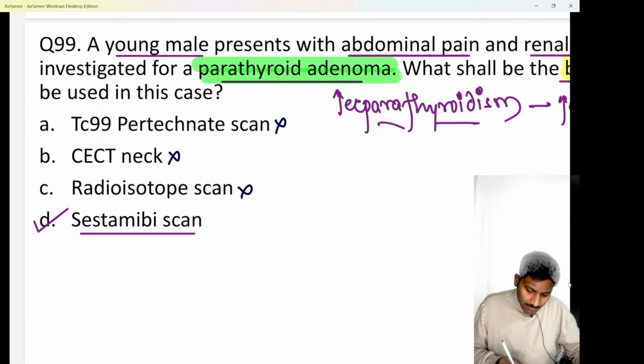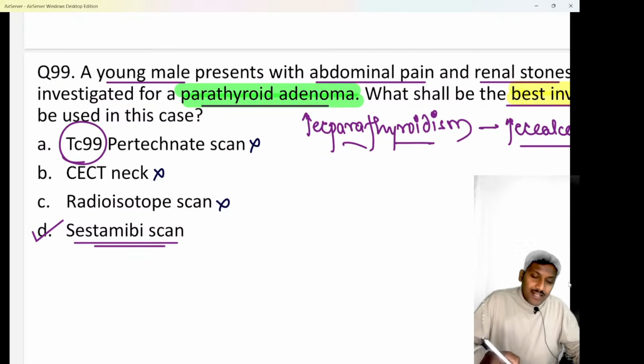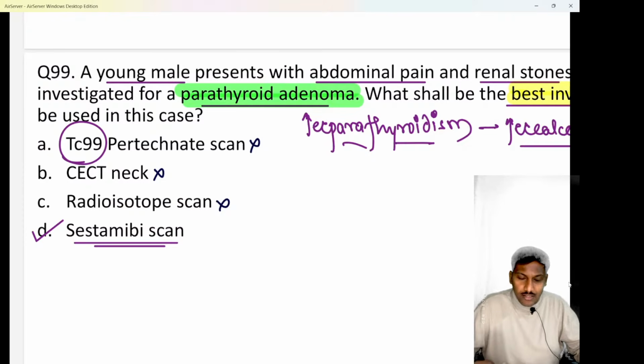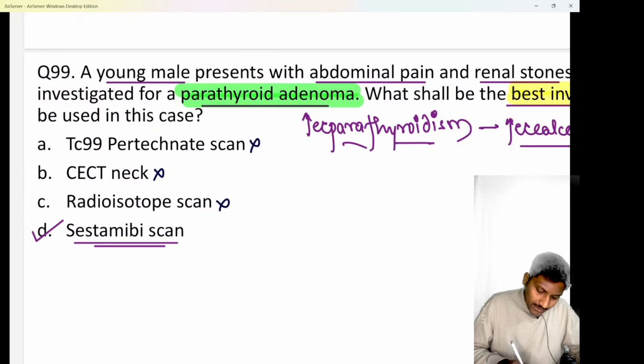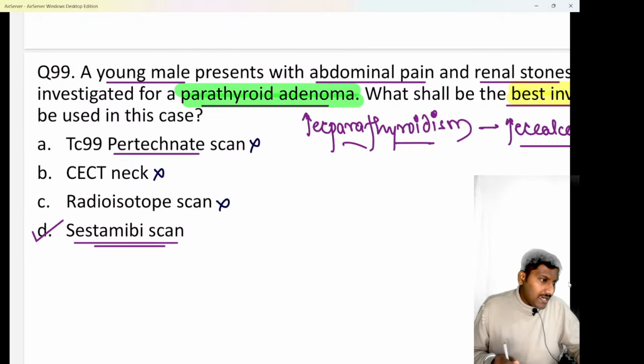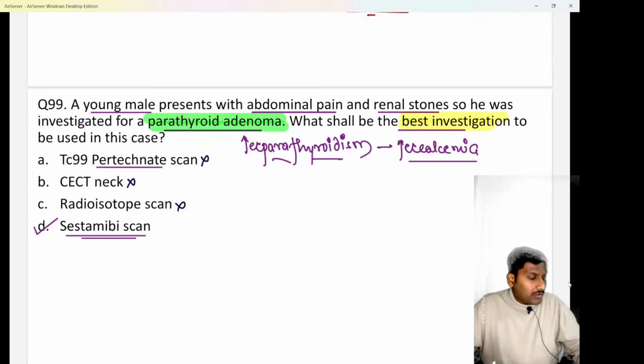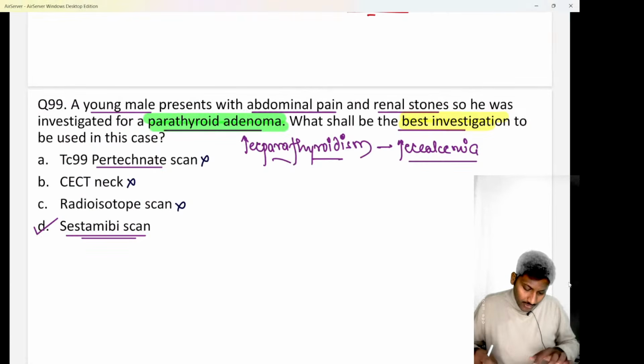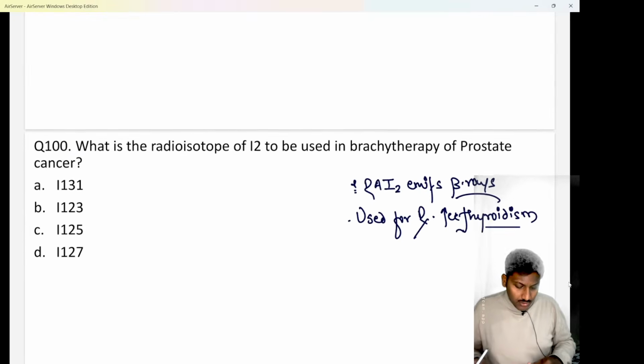Either a SPECT sestamibi scan can be done or a technetium 99 sestamibi scan. That is the reason I ask you not to just remember technetium 99. Technetium 99 is an isotope, bhai. It can be used for any nuclear scan. Clear? So if it is a pertechnetate scan, then the answer is Meckel's diverticulum. If it is a sestamibi scan, then it is a parathyroid gland pathology or a parathyroid adenoma. Samjhe baat? That has to be remembered. Do not make any mistake over here.